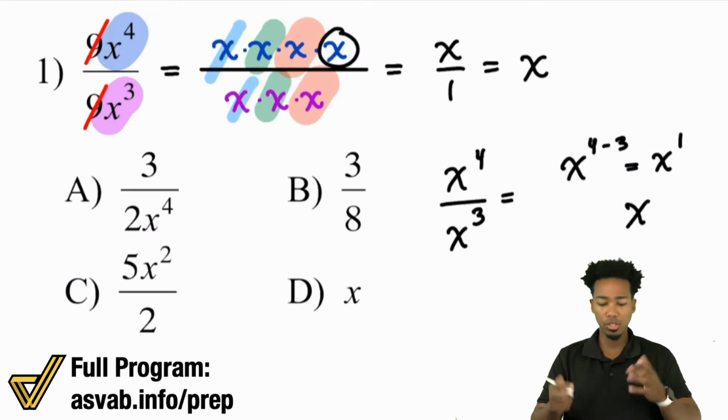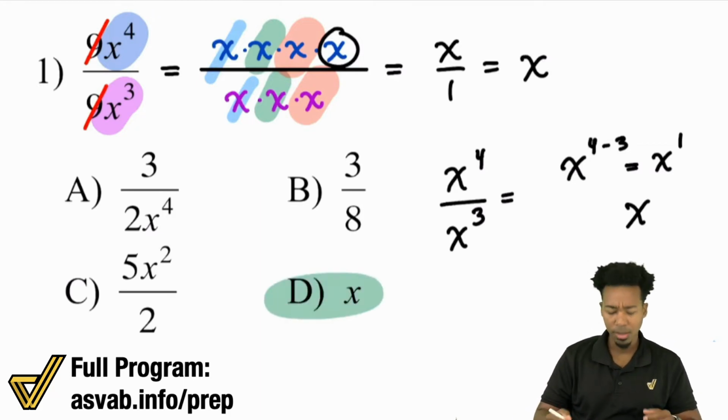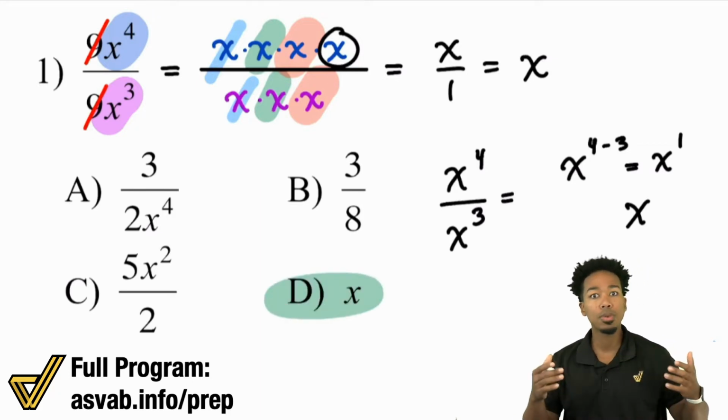And so the main question is gonna be this. Okay, so our correct answer is D, but what if you have, you know, more pieces on the bottom, right?